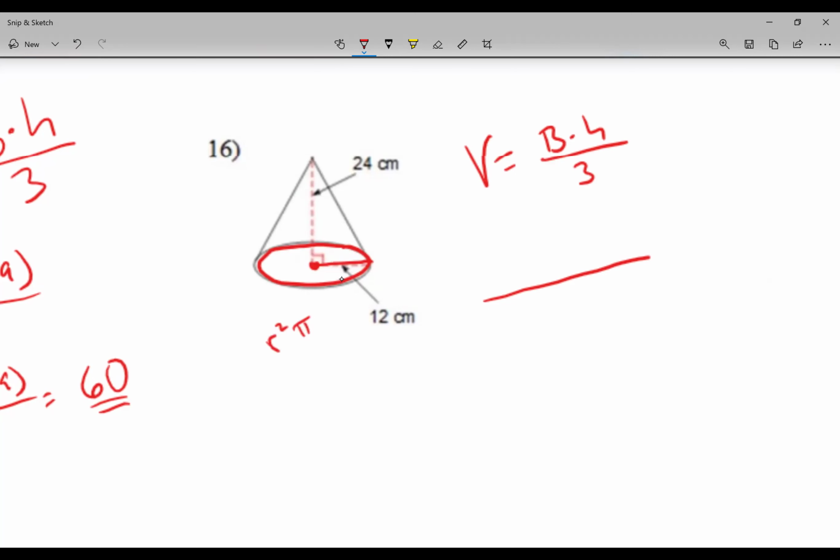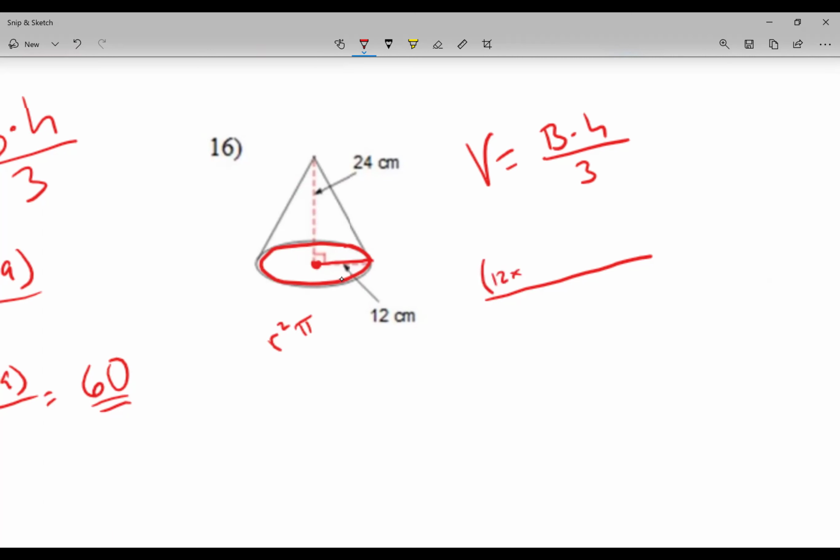Now remember, the area of a circle is radius squared times pi. Radius squared basically means radius multiplied twice. And then for pi, we're going to use 3.14. So I'm going to say the area of the base, the area of this circle, is going to be 12 times 12 times 3.14. Radius squared times pi. That's the area of the circle.